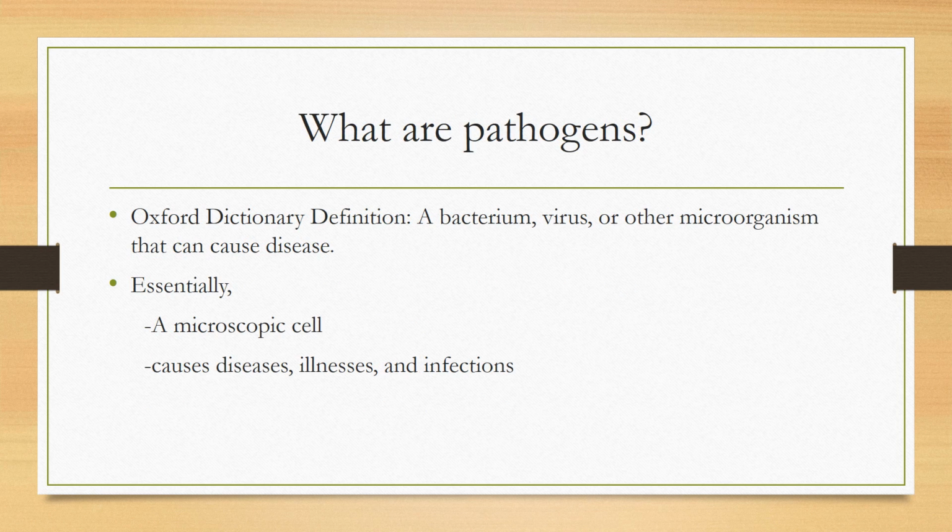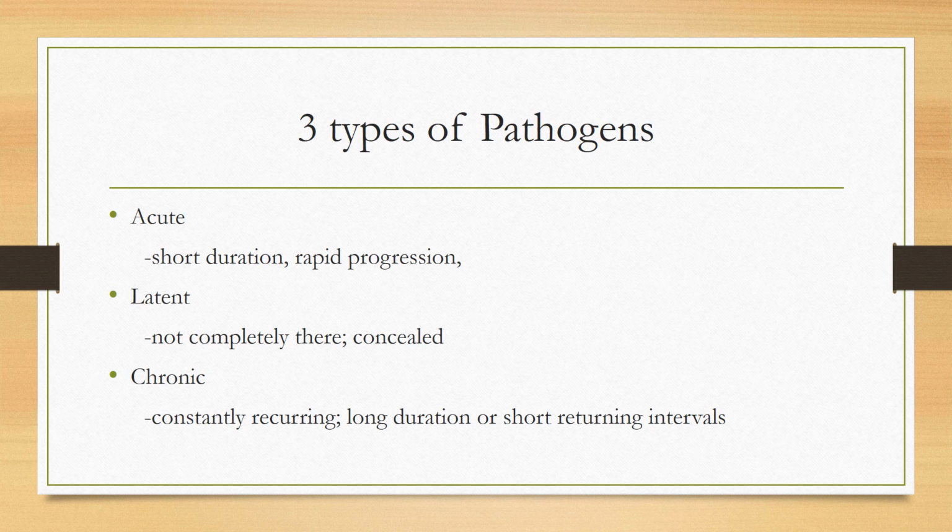What are pathogens? The Oxford Dictionary definition is a bacterium, virus, or other microorganism that can cause disease. Essentially, a microscopic cell that causes diseases, illnesses, and infections. There are three types of pathogens. Acute is when the pathogen is short in duration and has rapid progression. This is just very quickly passive and usually leaves within 2 to 3 weeks.